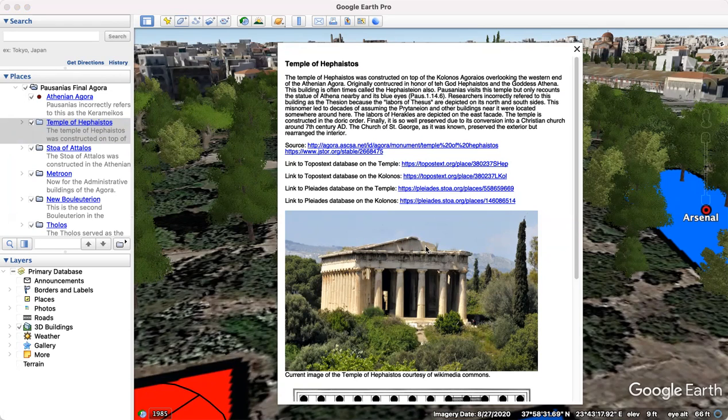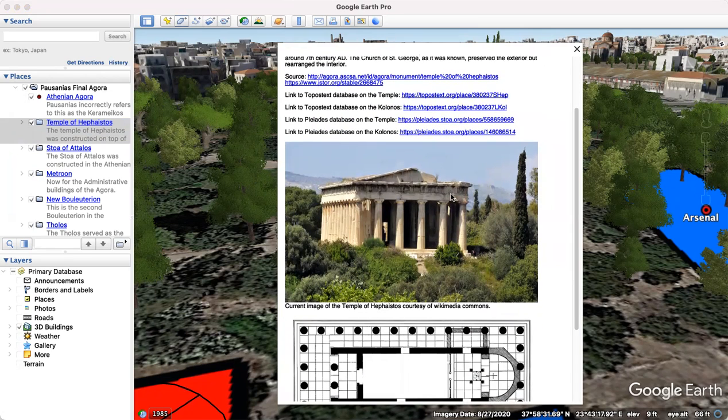Researchers were not able to properly assess where the Agora was and what buildings were actually in the Agora. This is one of the reasons that the Prytaneion was so hard to find and has only been discovered recently. Here's an image of what the Temple of Hephaestus looks like today.